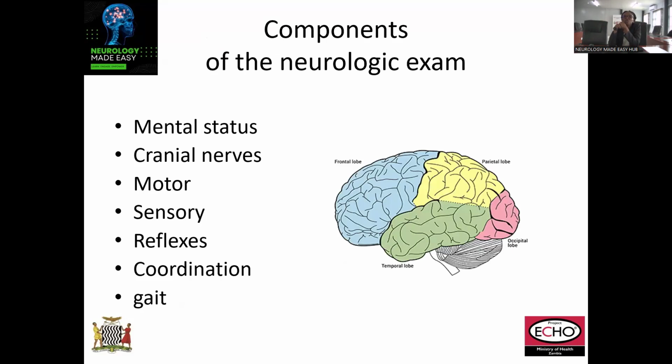So the components of your neurologic exam include the mental status, the cranial nerves, the motor exam, the sensory exam, reflexes, coordination, and gait. And if you see the diagram on the side, it's basically showing you that all of these aspects of the neurologic exam, you can actually map them to one part or the other of the central nervous system, as we earlier highlighted.